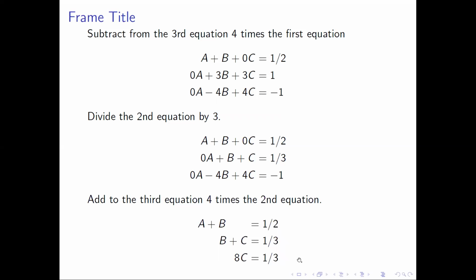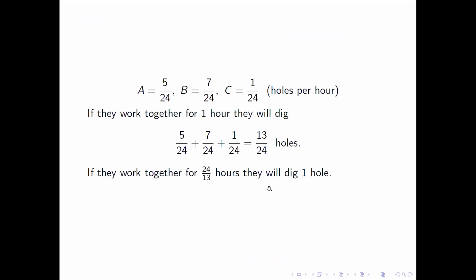From the last equation, we can find C. C is 1/24. And once we have that, we can go back to the second equation, substitute the value of C, and solve for B. And once we have B, we can go back to the first equation, substitute the value of B, and solve for A. This is known as backward substitution. Here's the solution. A is 5/24, B is 7/24, C is 1/24. And remember, that's holes per hour.